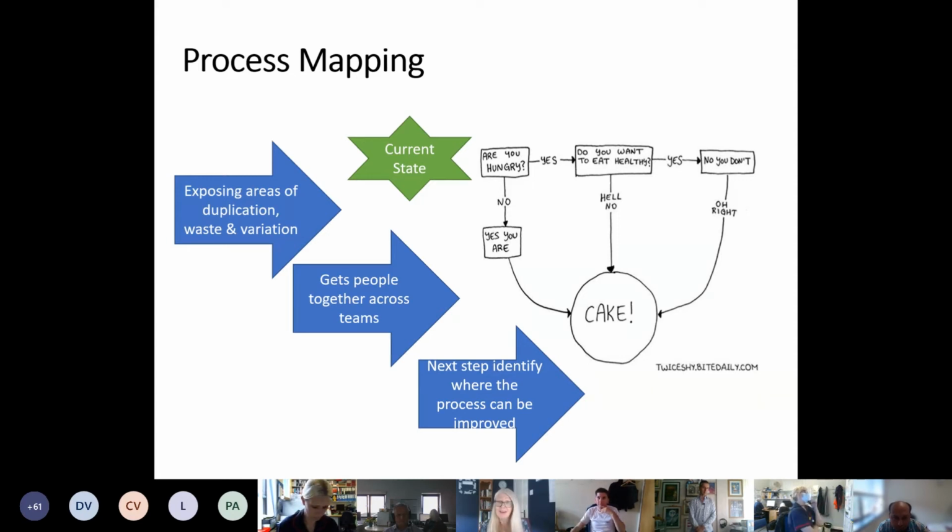When you do a process map, you can start to expose areas of duplication. You can look at waste and variation. It gets people together across the team. If you're doing a ward round process map, you would maybe involve the pharmacists and other people that support the ward round. Then it helps you identify the next step and where the processes can be improved. You can start to just look at one area. You don't have to improve the whole pathway. But yeah, I like the cake one too.